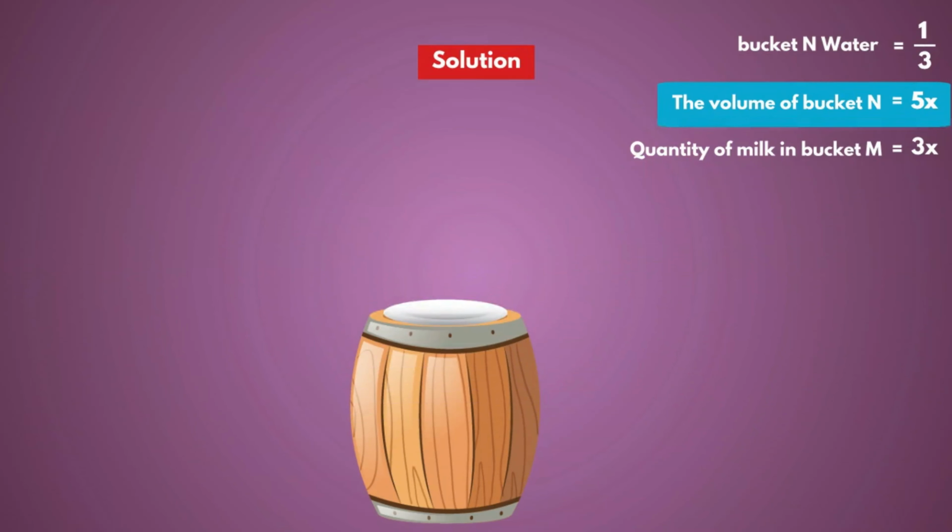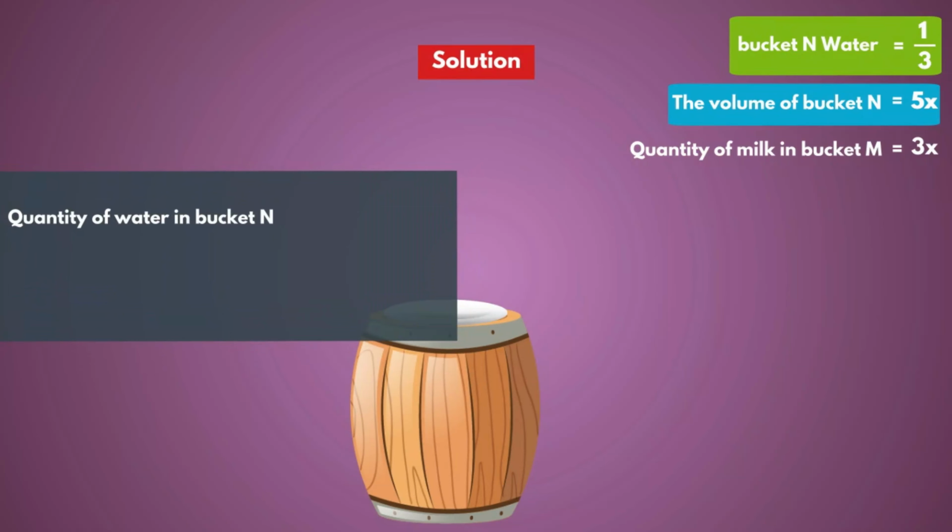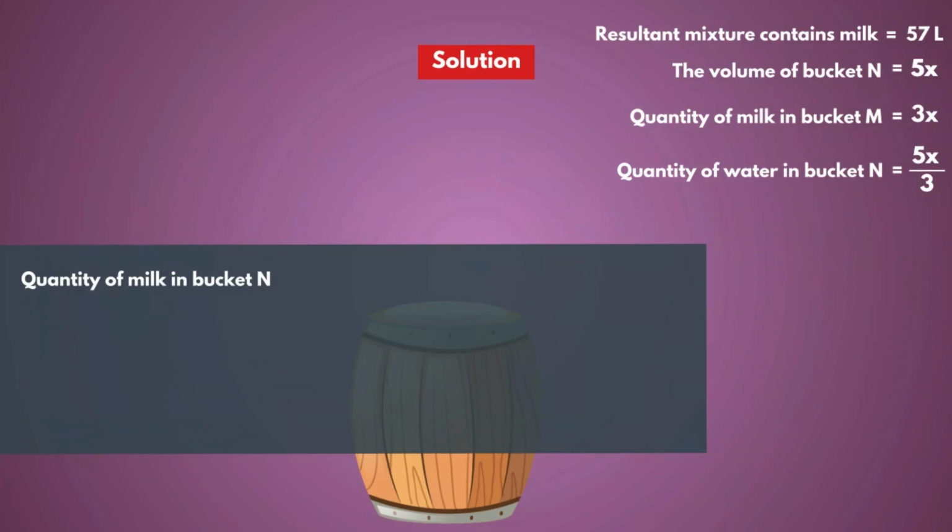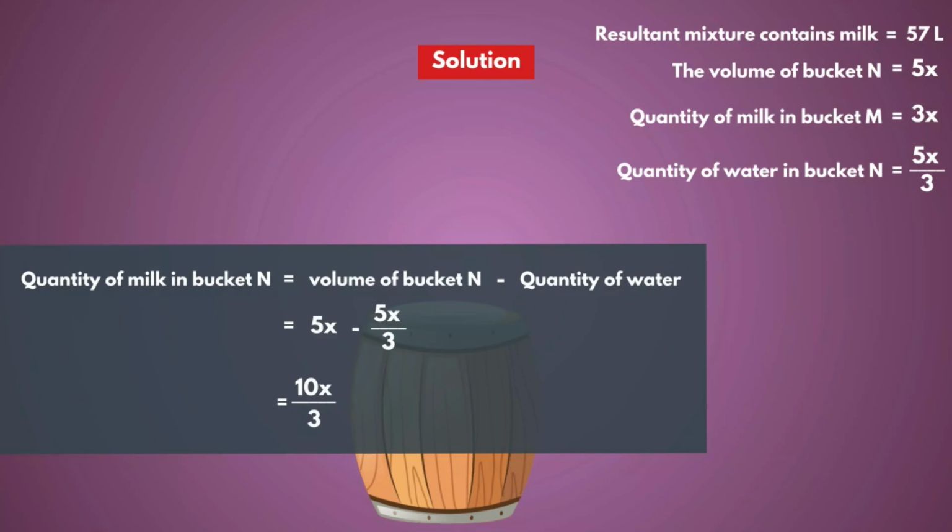In the same way, the volume of bucket N is 5x and it contains 1/3 of water. So here the quantity of water in bucket N is 1/3 into 5x, that is 5x/3. Now the quantity of milk in bucket N is equal to volume of bucket N minus the quantity of water, that is 5x minus 5x/3 is equal to 10x/3. So the quantity of milk is equal to 10x/3.